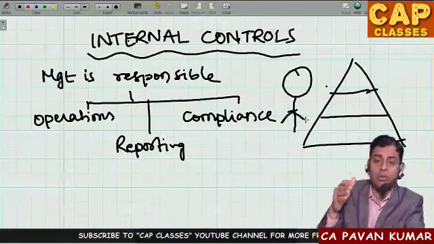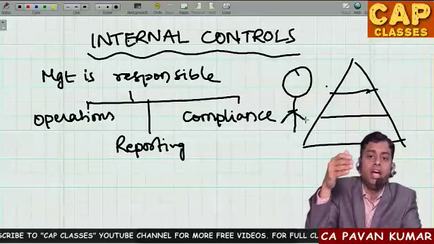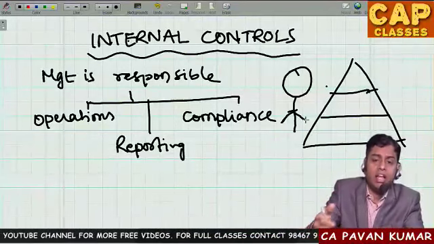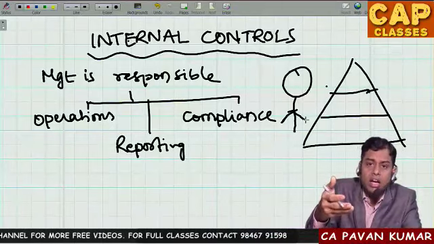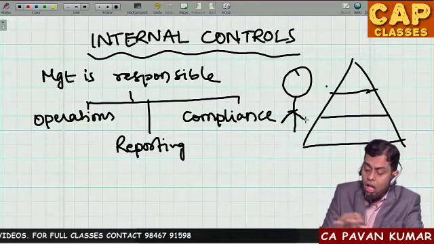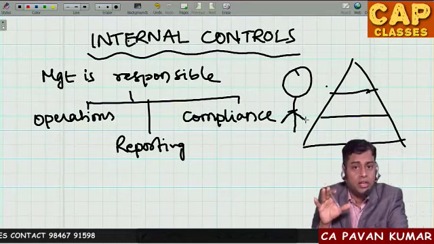So this is the second one. The third one is: are they complying with law, regulations, and internal policies? There are so many policies internally in the company, like HR policy, quality controls, budgetary controls. Are they following them? All these things are basically the responsibilities of management.